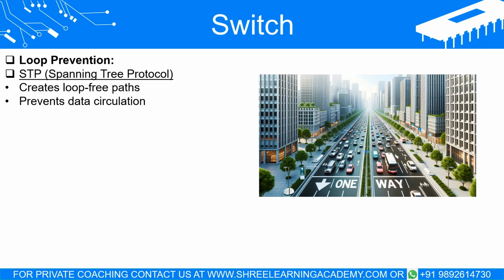Preventing loops and chaos, STP and TTL. Spanning tree protocol, STP. In a network, having loops can cause data to circulate endlessly, causing a mess. STP prevents this by creating a loop-free path for data. It's like having one-way streets to prevent traffic jams.